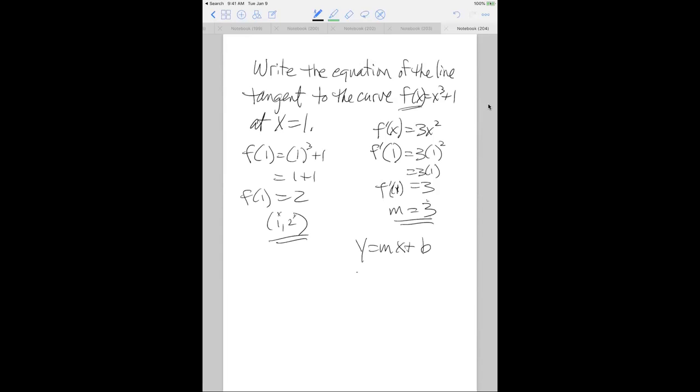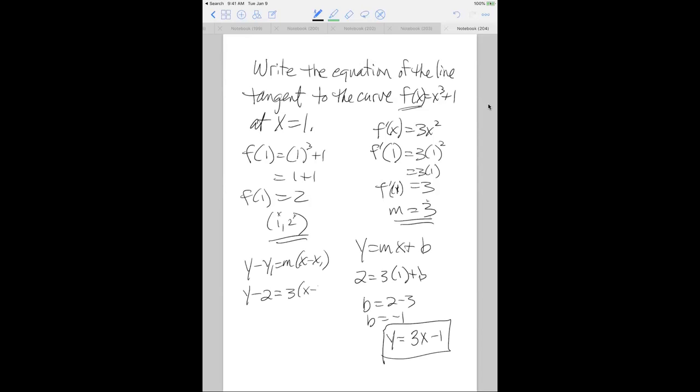So we've got y equals mx plus b. Therefore, b equals 2 minus 3, b equals minus 1. So we've got y equals 3x minus 1. There's the equation of the line. And the other way, the formula we could use is y minus y1 equals m times x minus x1. This is point slope form. And (x1, y1) is the point, and m is the slope. So we've got y minus 2 equals 3 times x minus 1, which gives us y minus 2 equals 3x minus 3. Add 2 to each side, we end up with y equals 3x minus 1. There's the equation of the line.